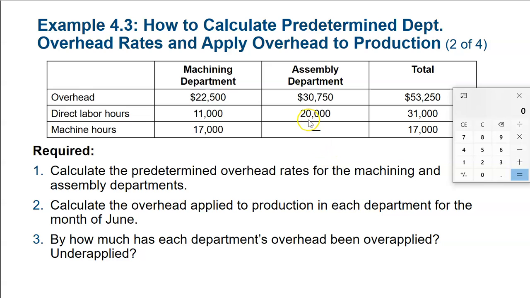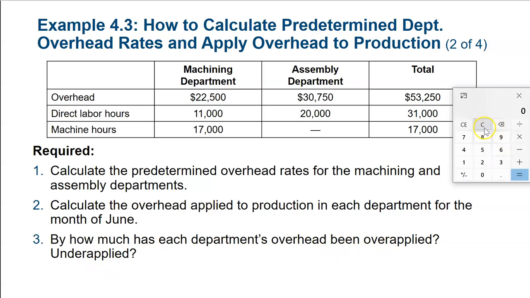We have 20,000 direct labor hours in assembly. And we're going to multiply that by our direct labor rate of $1.50. If we do that, we come up with $30,000 of applied overhead in the assembly department for the month of June. Okay? And then by how much has each department's overhead been over-applied or under-applied?